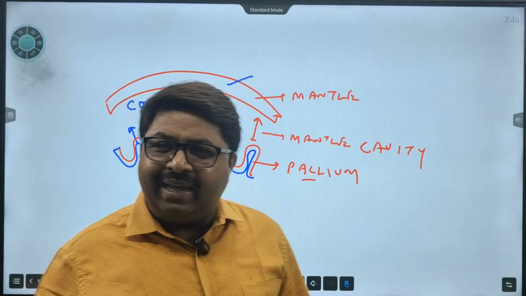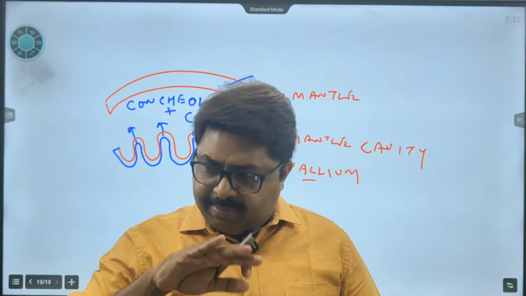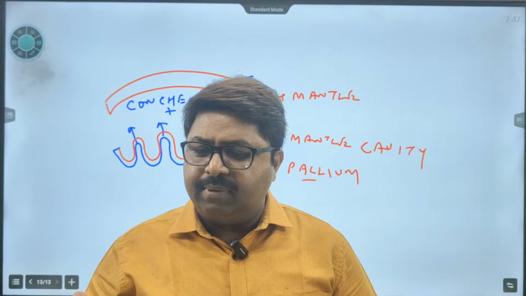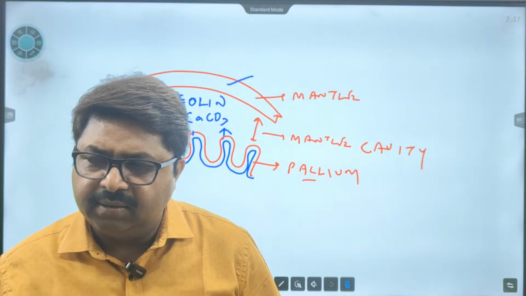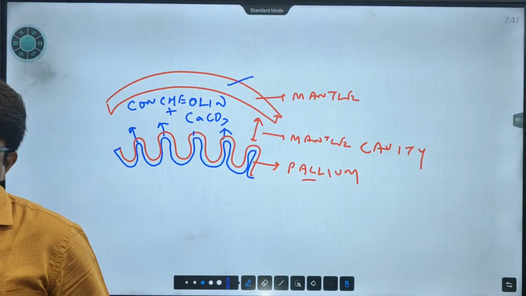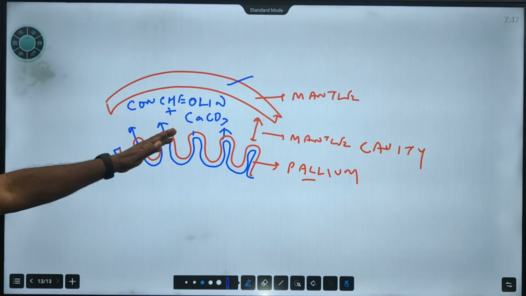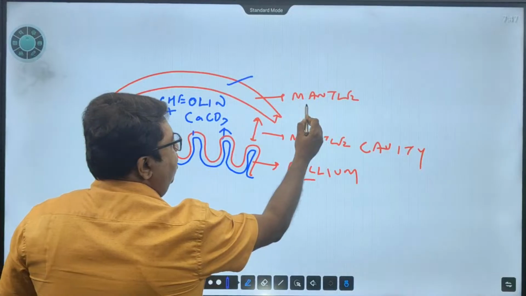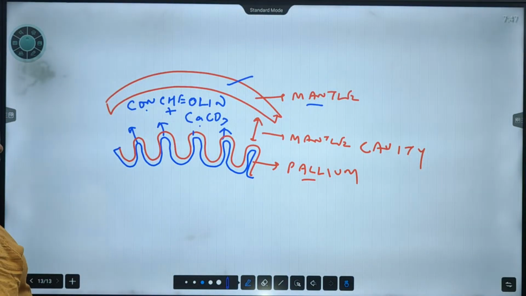So is the mantle formed outside in or inside out? Does the snail make its shell from outside, or from inside to outside? Good, congratulations. Got the idea how the mantle cavity and this particular shell are formed? The shell is formed by conchiolin plus calcium carbonate, CaCO3. Clear?